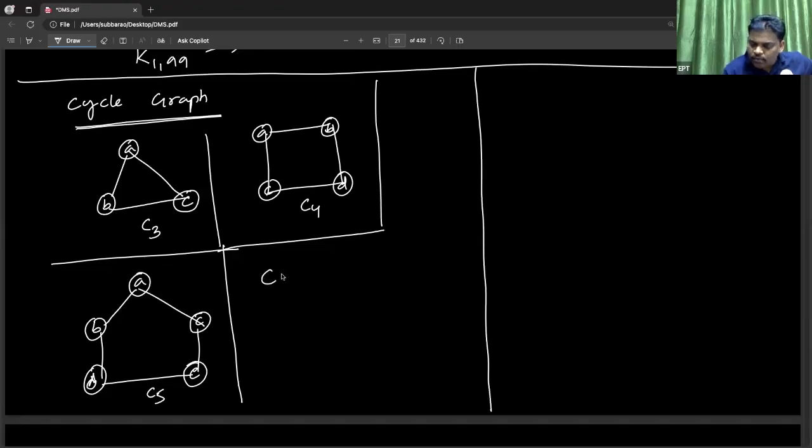Cycle graph, everyone listen. A cycle graph with 25 vertices. How many edges? It is represented as C25 and contains 25 edges. Next one, a cycle graph with n vertices, right? So it contains n edges.